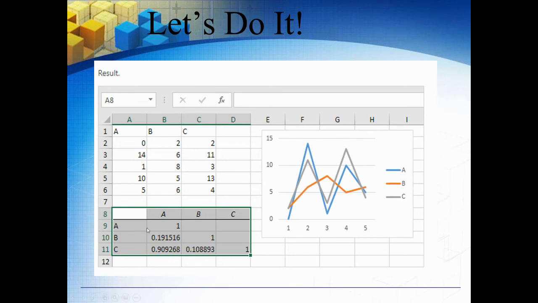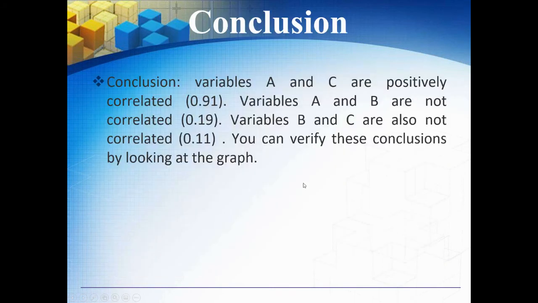Okay, so now let's do it in Excel so that we are going to apply what we've understood. So the conclusion of that is variables A and C are positively correlated with each other. Variables A and B are not correlated at all. Variables B and C are also not correlated since the value is 0.11, and you can verify this conclusion by looking at the graph earlier because it's scattered.